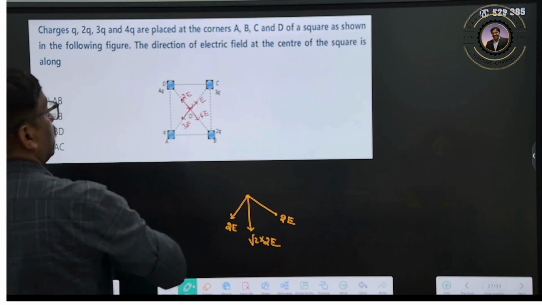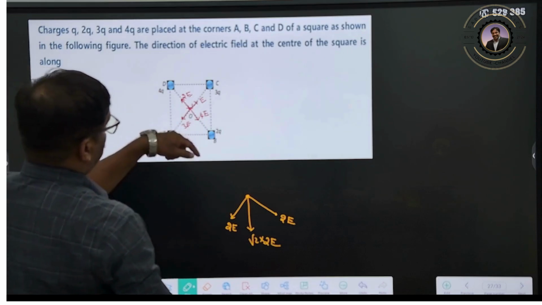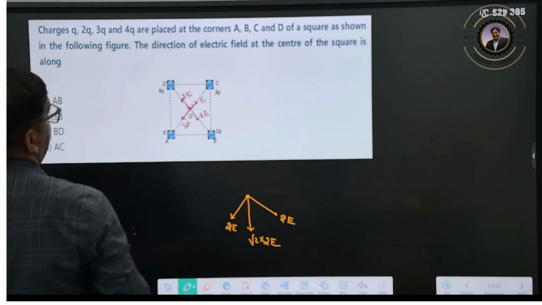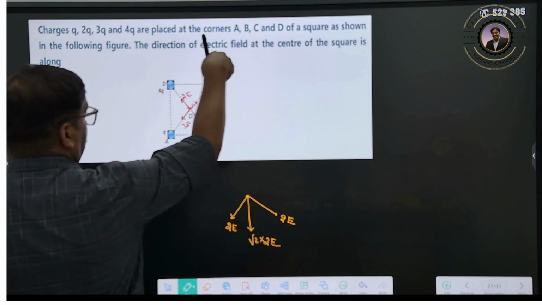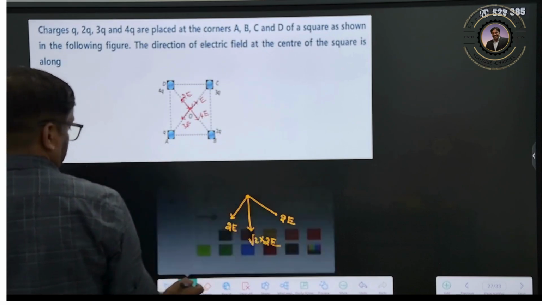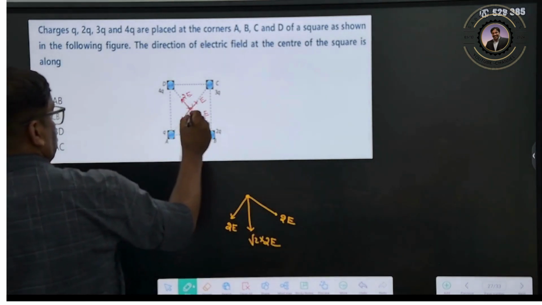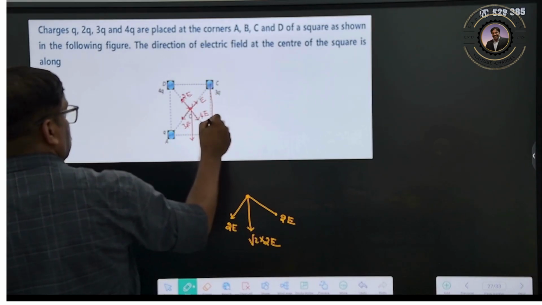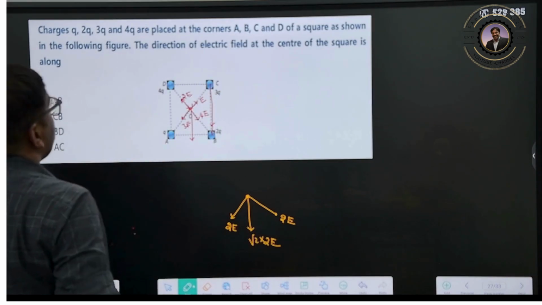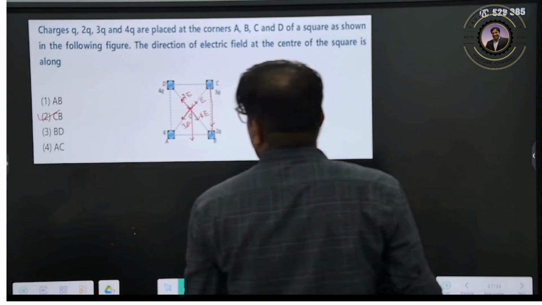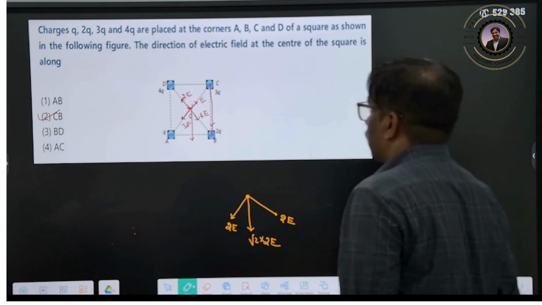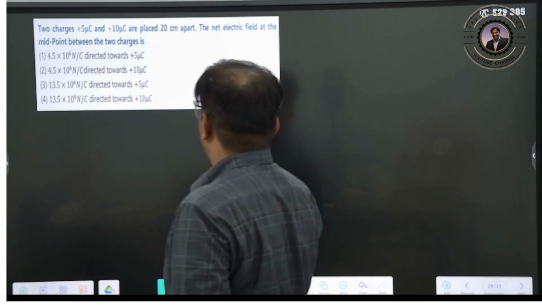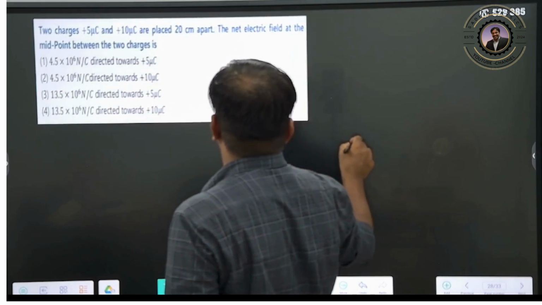E 3. So it is in this direction. Direction means like the CB direction. Clear? So this is downward direction which is parallel to this CB. Parallel to the CB direction. Clear? Now let us see this one.